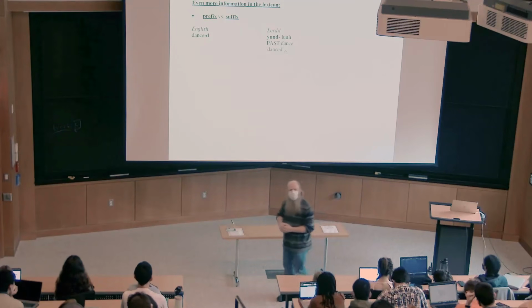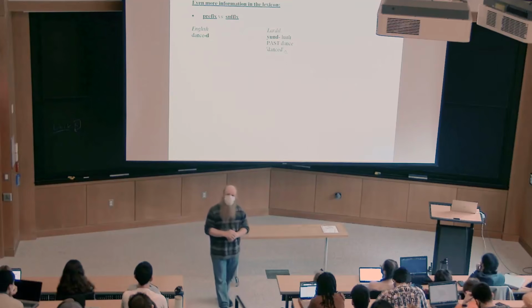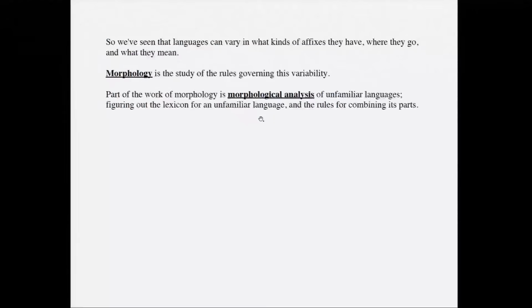It has to indicate whether morphemes are prefixes or suffixes. So for example, English has suffixes indicating the past tense. We have the verb dance, and it has a past tense, danced, where we add this D to make it past. Laerdale has prefixes that indicate that verbs are in the past tense. So the verb to dance is luli, and the past tense is yod luli. So there's a prefix yod that you add to the verb to make it past.